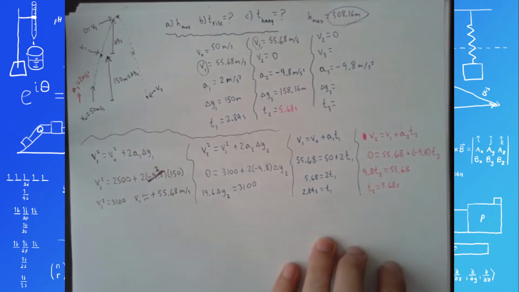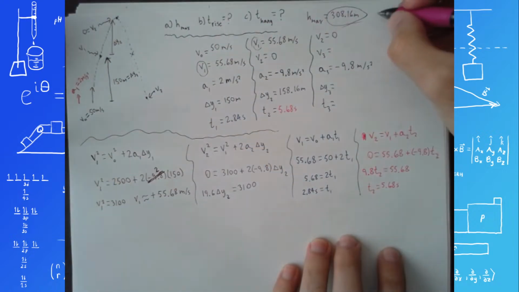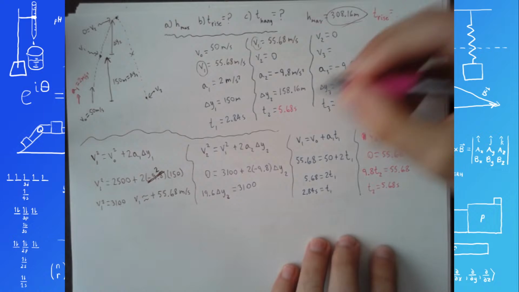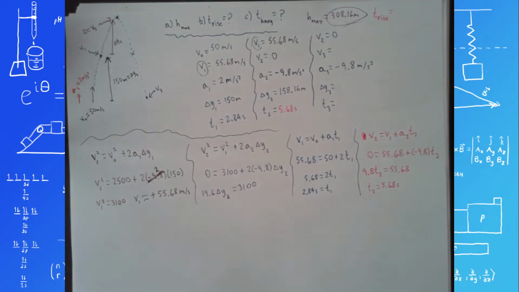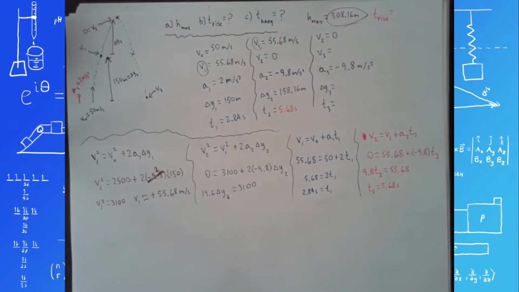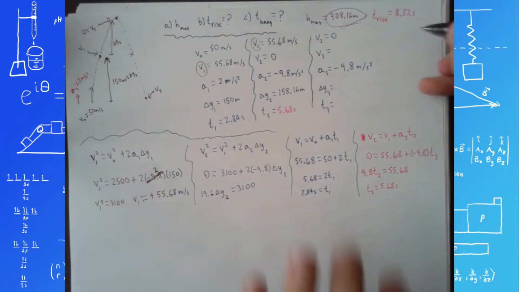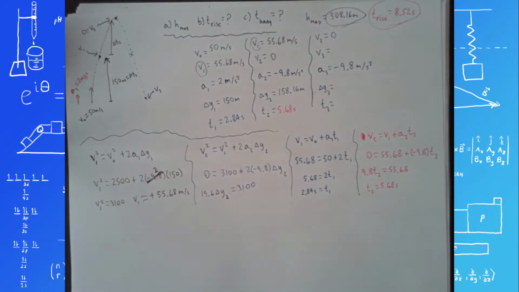Which means that the total time from launch to the maximum height, T rise as I call it, is equal to T1 plus T2, 2.84 plus 5.68, which is about 8.52 seconds. And that gives us our answer for part B.